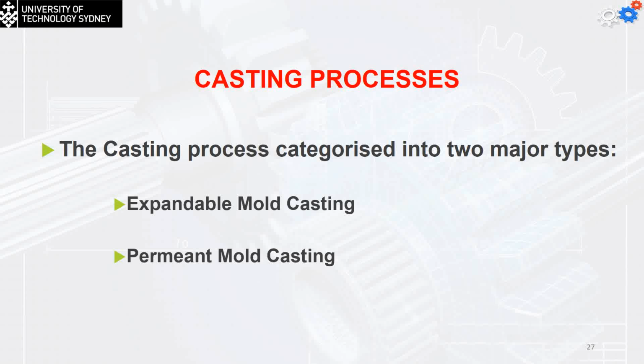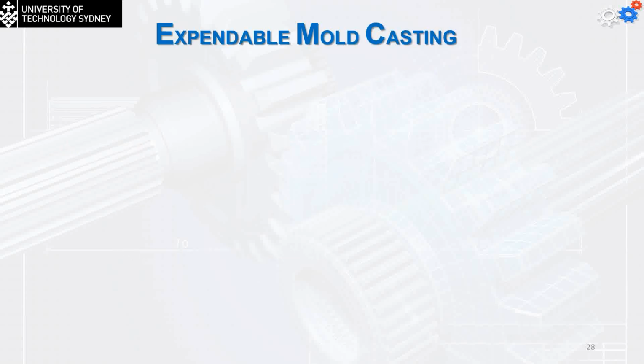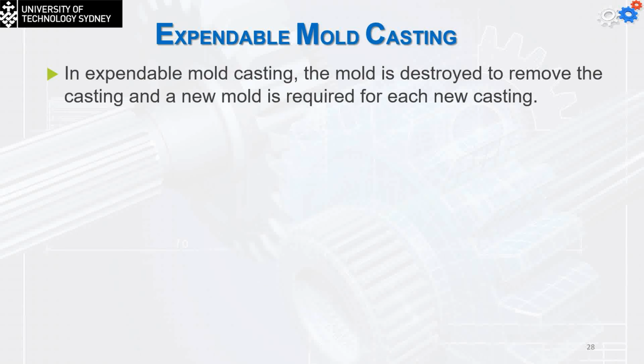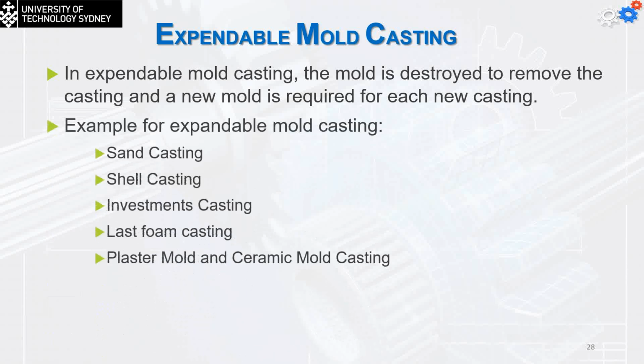From the name expandable, the mold is going to be sacrificed after the casting process, and for the permanent we can use the same mold multiple times. So expandable mold casting, in this case the mold is going to be destroyed to remove the casting, as we mentioned earlier. So each time we would like to make the part, we should have a new mold.